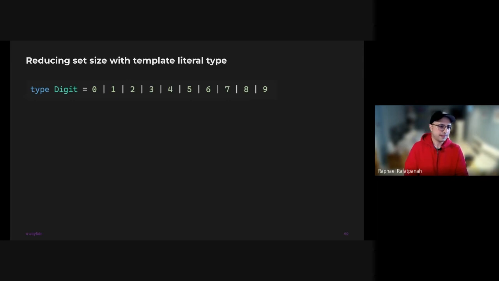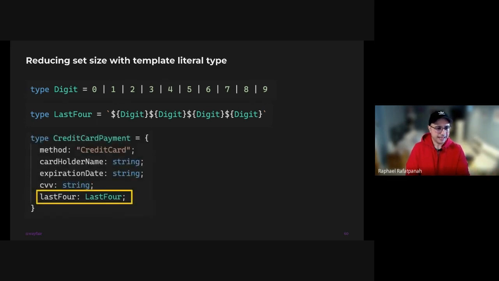The first step is we can define a type digit, which is the union of all numbers between 0 and 9. And then we can compose those digits into a last four type, where we have 4-character strings where every single character is going to be one of those digits. And then we can assign the last four type to the last four field.